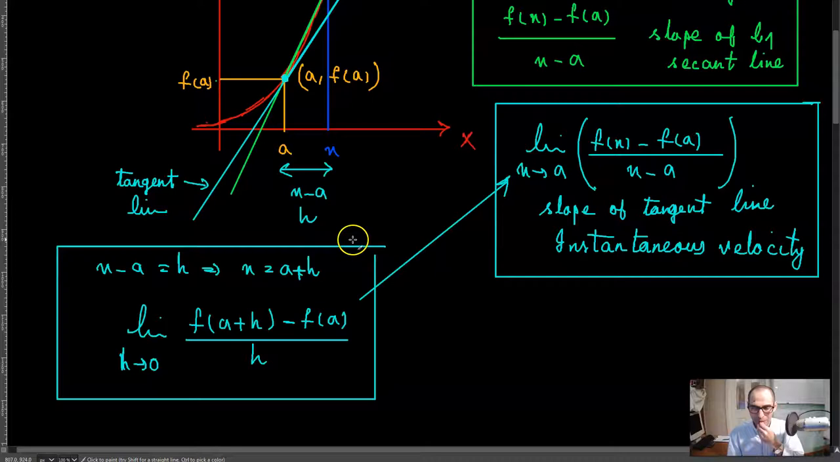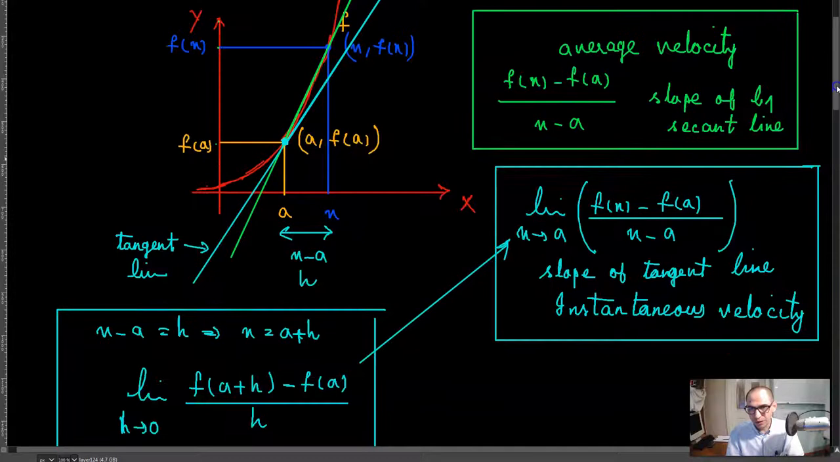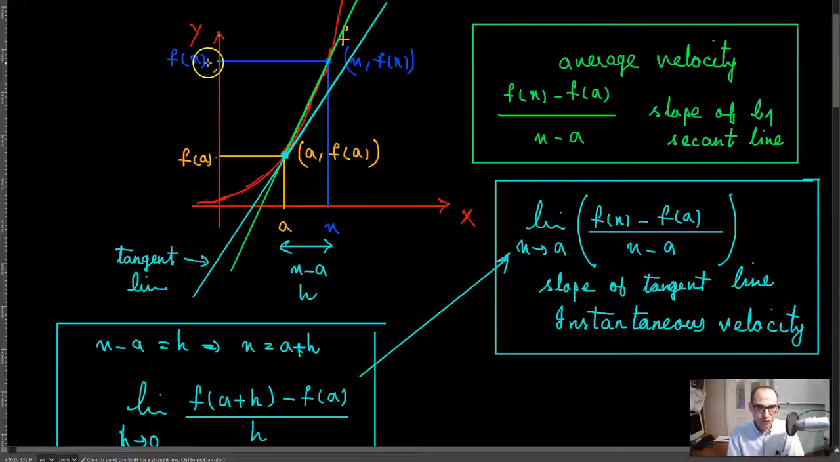So we can also say that if the average velocity is the average rate of change of position with respect to time, then instantaneous velocity would be the instantaneous rate of change of position with respect to time. I repeat this: if average velocity is the average rate of change of position with respect to time, then instantaneous velocity, which is the slope of this line, would be the instantaneous rate of change of position with respect to time, right?